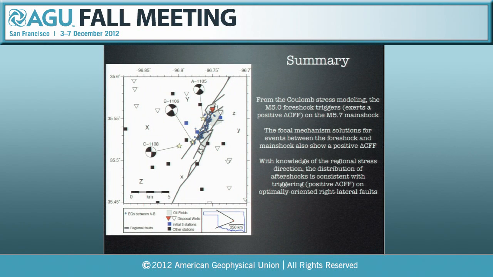So in summary, if we look at just the aftershocks between event A and event B, this exerts a positive Coulomb stress change, so it seems that the foreshock is triggering the main shock. And the focal mechanism solutions for these events also show a positive change in Coulomb fault failure. And so also with knowledge of the regional stress direction, the distribution of aftershocks is consistent also with triggering.